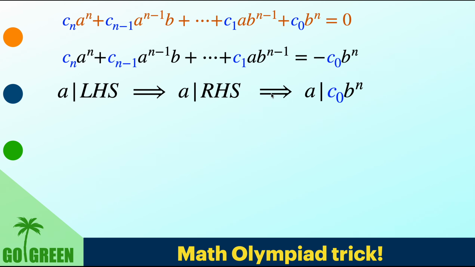And that implies a divides c0 b to the n, because negative or positive, it does not matter as long as we are talking about divisibility, right? So a divides c0 b to the n.